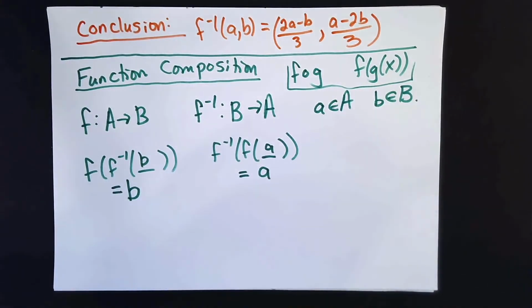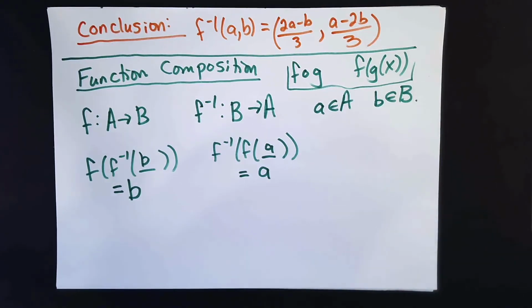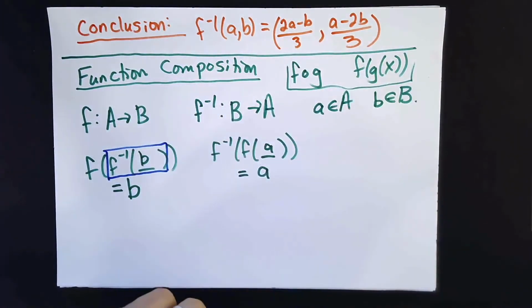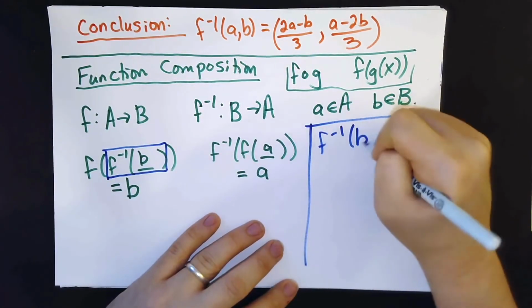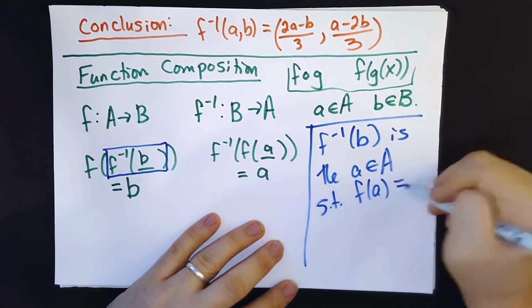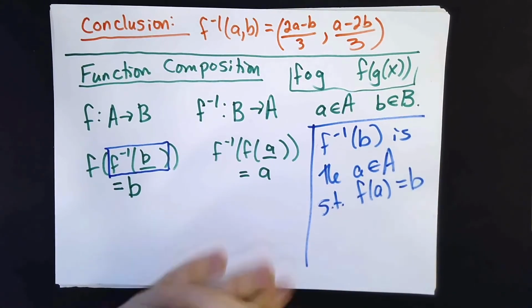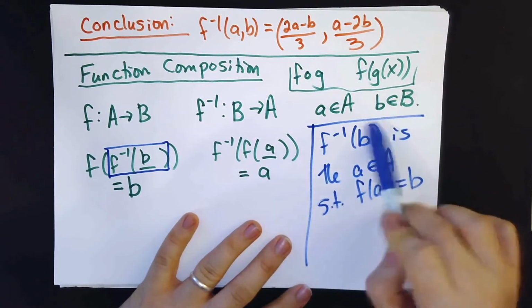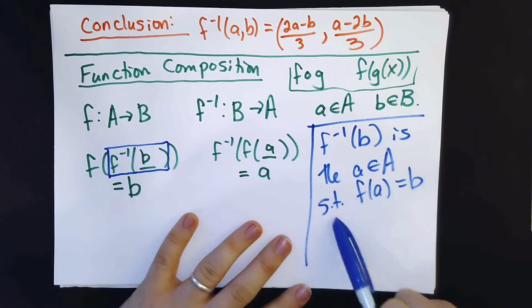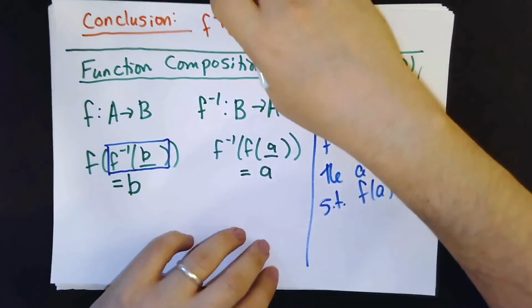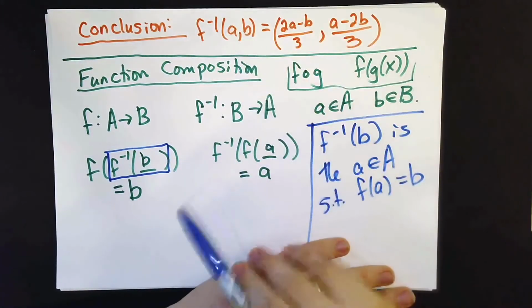So why is f of f inverse of b equal to b? The key to understanding this is to remember what f inverse of b is. By definition, f inverse of b is the a in A such that f of a is b. And so if I plug that thing into f, remember this whole f inverse of b is that a such that f of a equals b, well, I'd better get b. And so this is almost a tautology. This is just something that follows from chasing the definition.